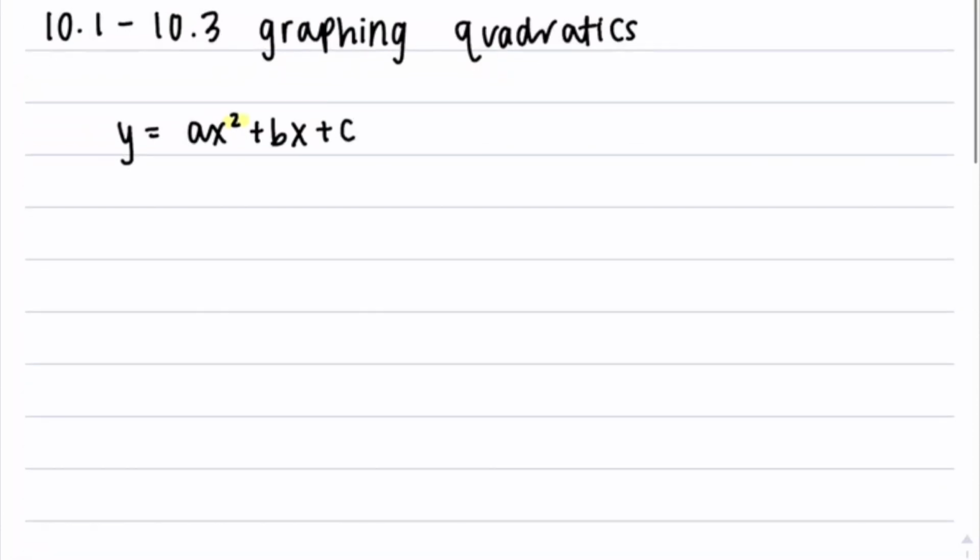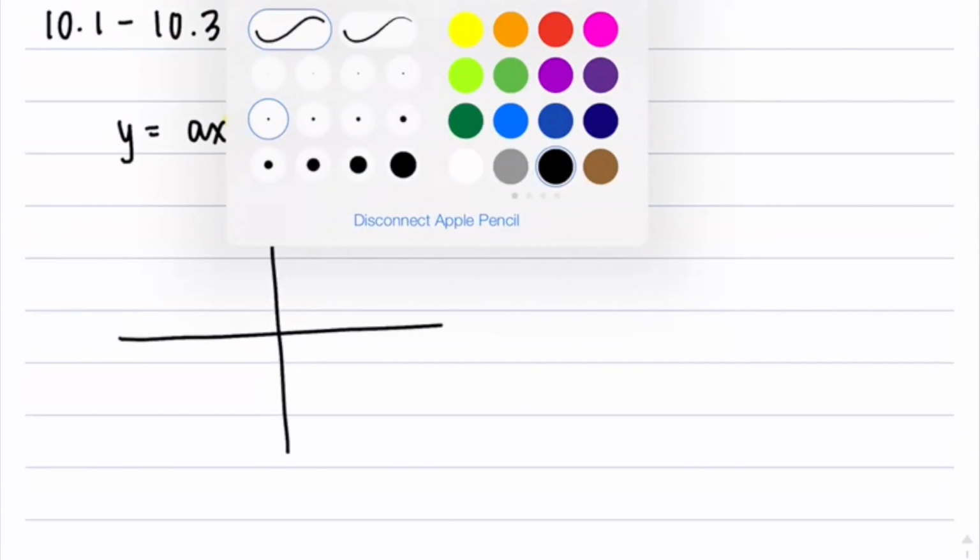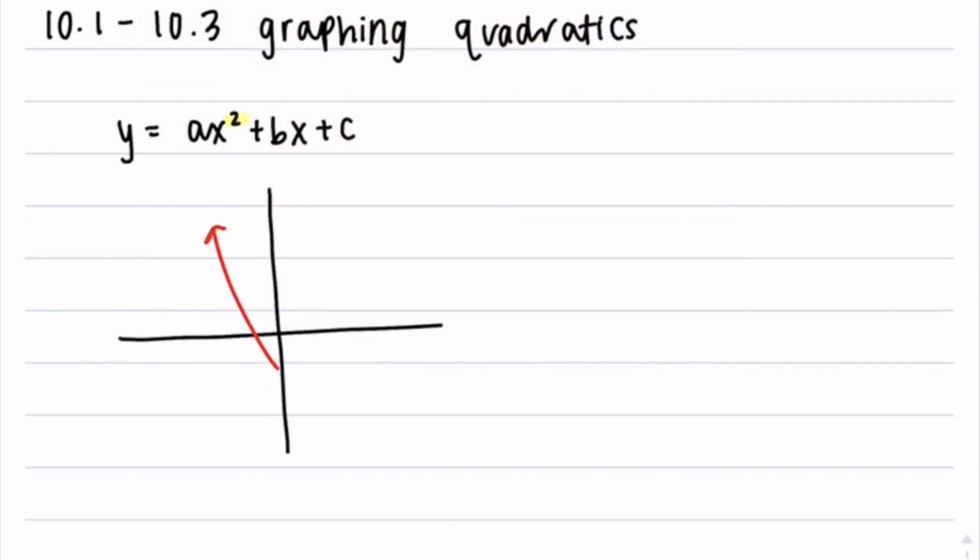Okay, if you guys remember, a quadratic takes on the shape of a parabola, so parabola being that U shape. So we know that if we were to graph something like this, we would get a graph that might look maybe like this. All right, and so today what we're going to talk about is how we graph that.